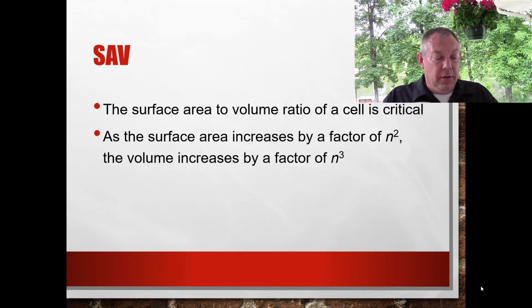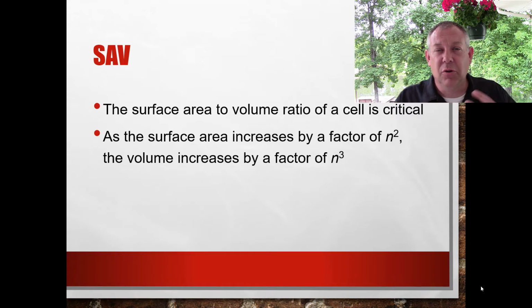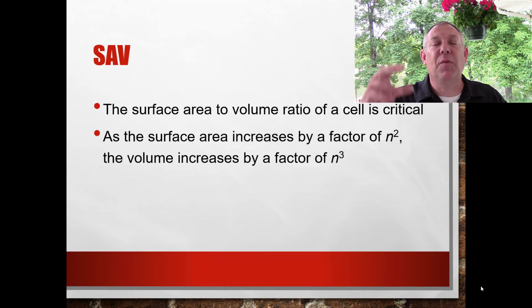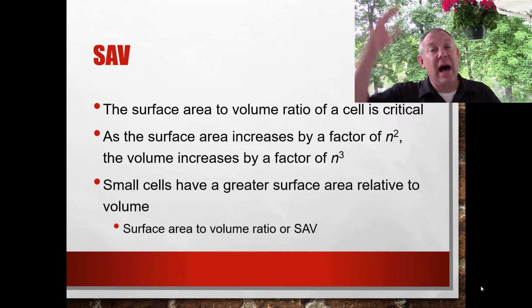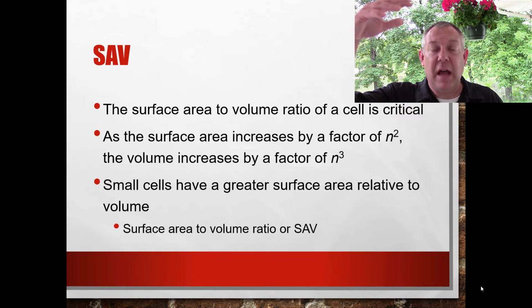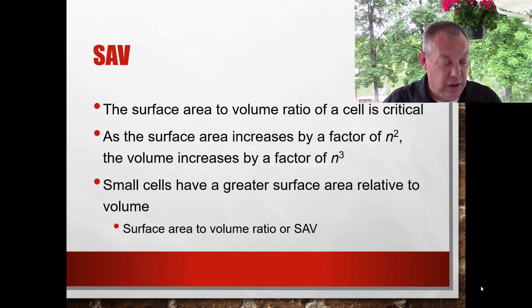As a cell gets bigger, the surface area increases by a factor of 2, but the volume increases by a factor of 3. This is true for all three-dimensional structures. As things get bigger, their volume gets bigger faster than their surface area. So consequently, as things get bigger, their surface area to volume ratio goes down. Small cells have a high surface area to volume ratio, and big cells have a low surface area to volume ratio. And it's the surface area to volume ratio that determines how efficiently the cell can function.